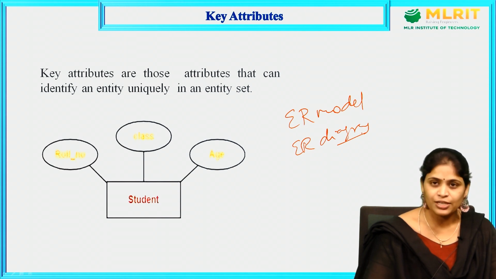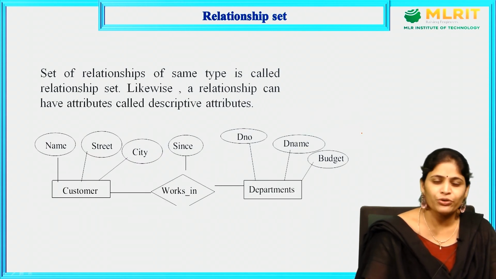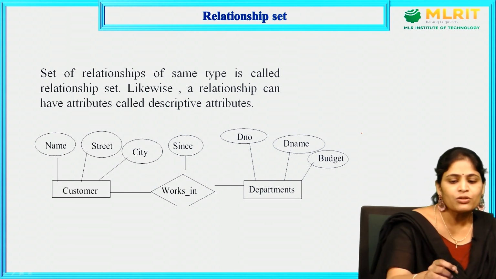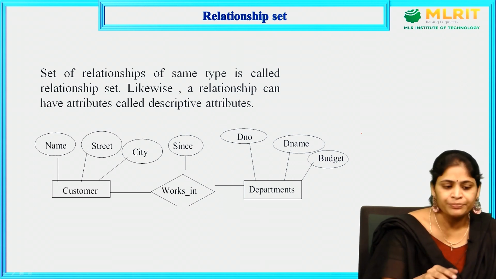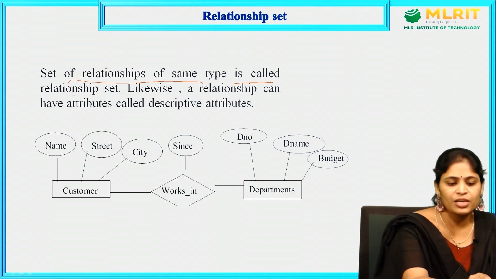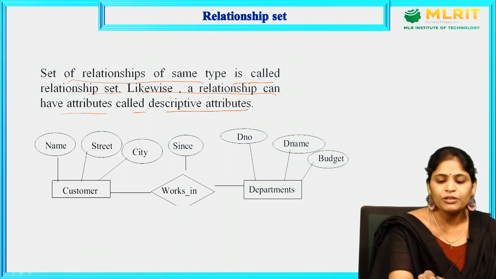Now let us deal with relationships. So what is a relationship? As I already told you, to relate 2 or more entities, we use a relationship. So what is a relationship set here? A set of relationships of the same type is called a relationship set. Likewise, a relationship can have attributes, called descriptive attributes.